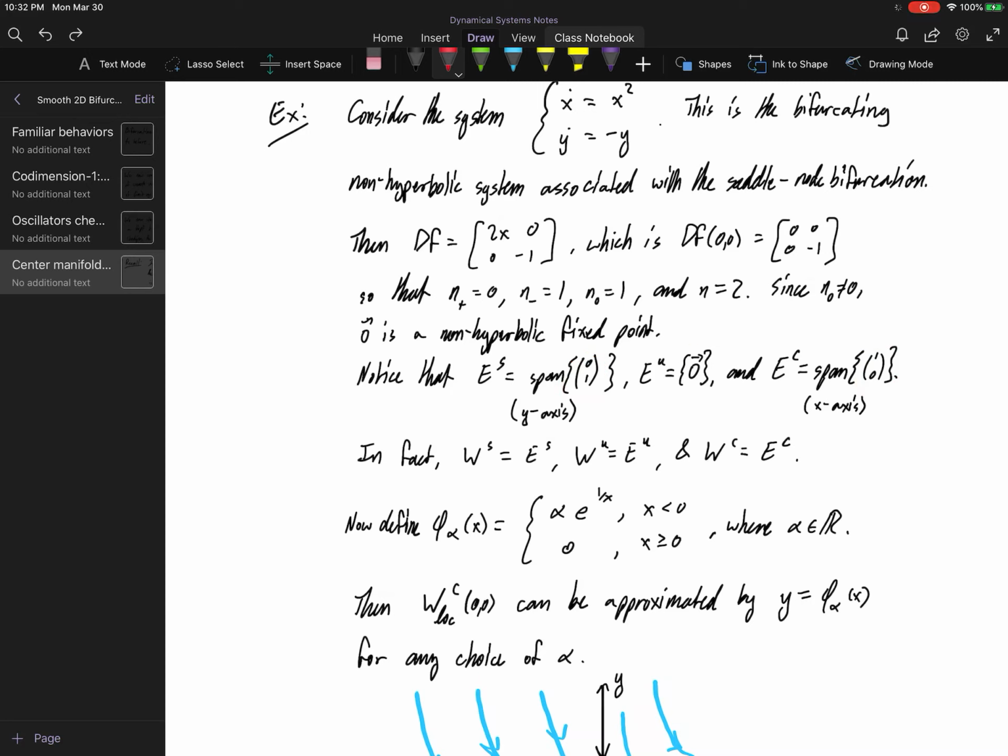All right. So if we continue, then you can actually check. In this case, it's a little tricky to check, but you can check that the stable manifold.